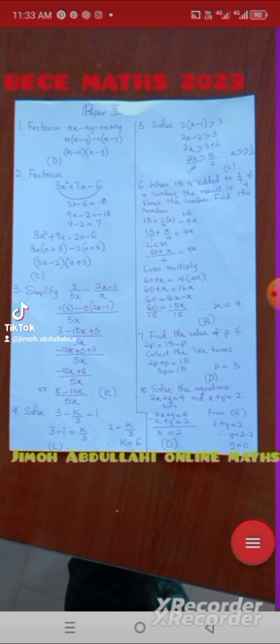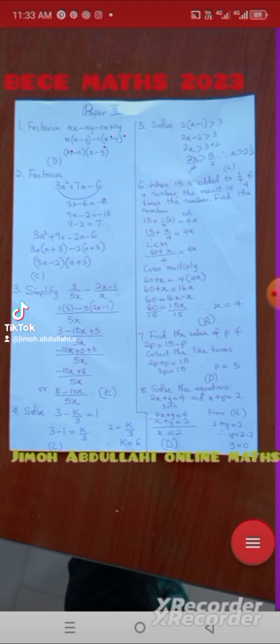So now if you look at this question number 1, it says factorize mx minus my minus nx plus ny. So what you're going to do there is that you are going to join those ones that have common terms together. You see that we have m in this one, we have m. We also have n here, we have n here. So you factorize it. So m is common, m will be outside. Then n is common, n will also be outside.